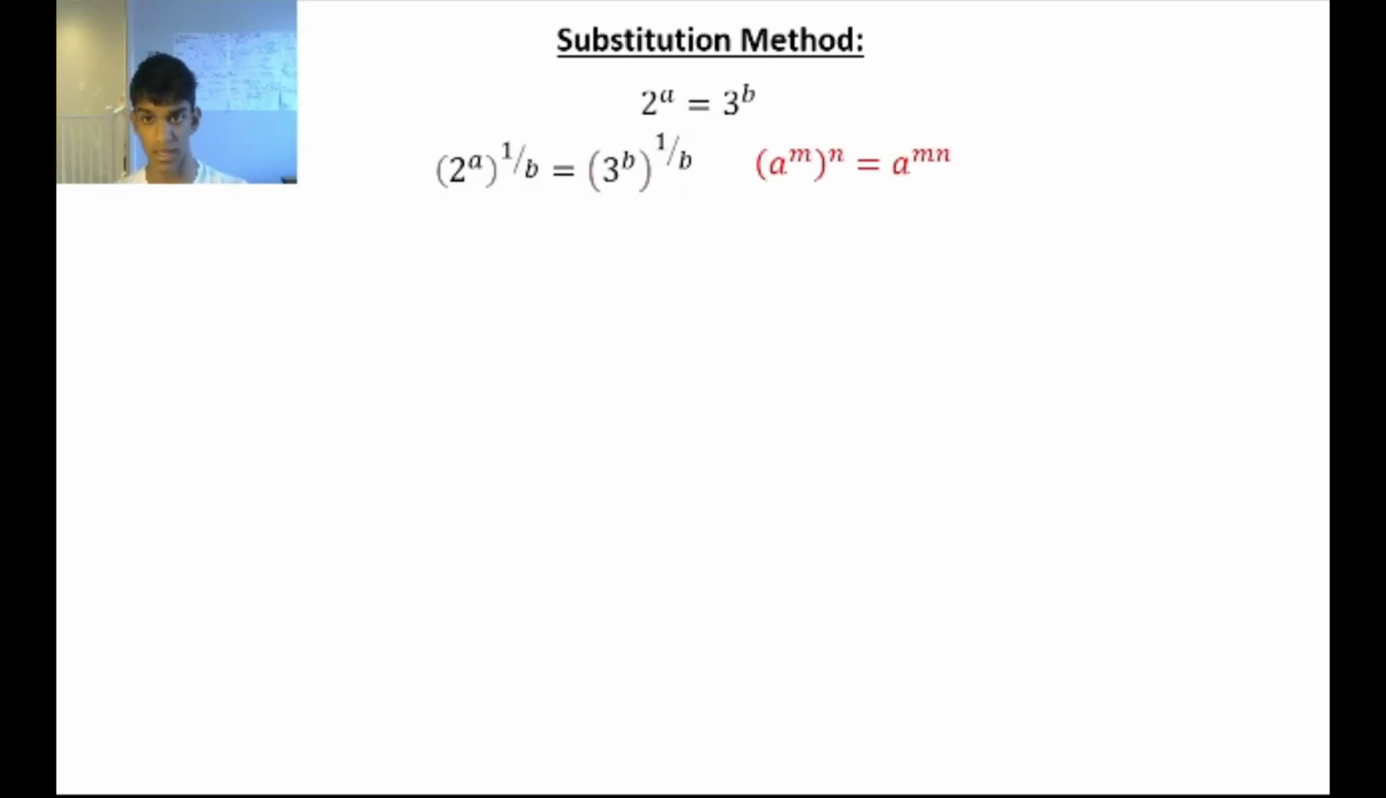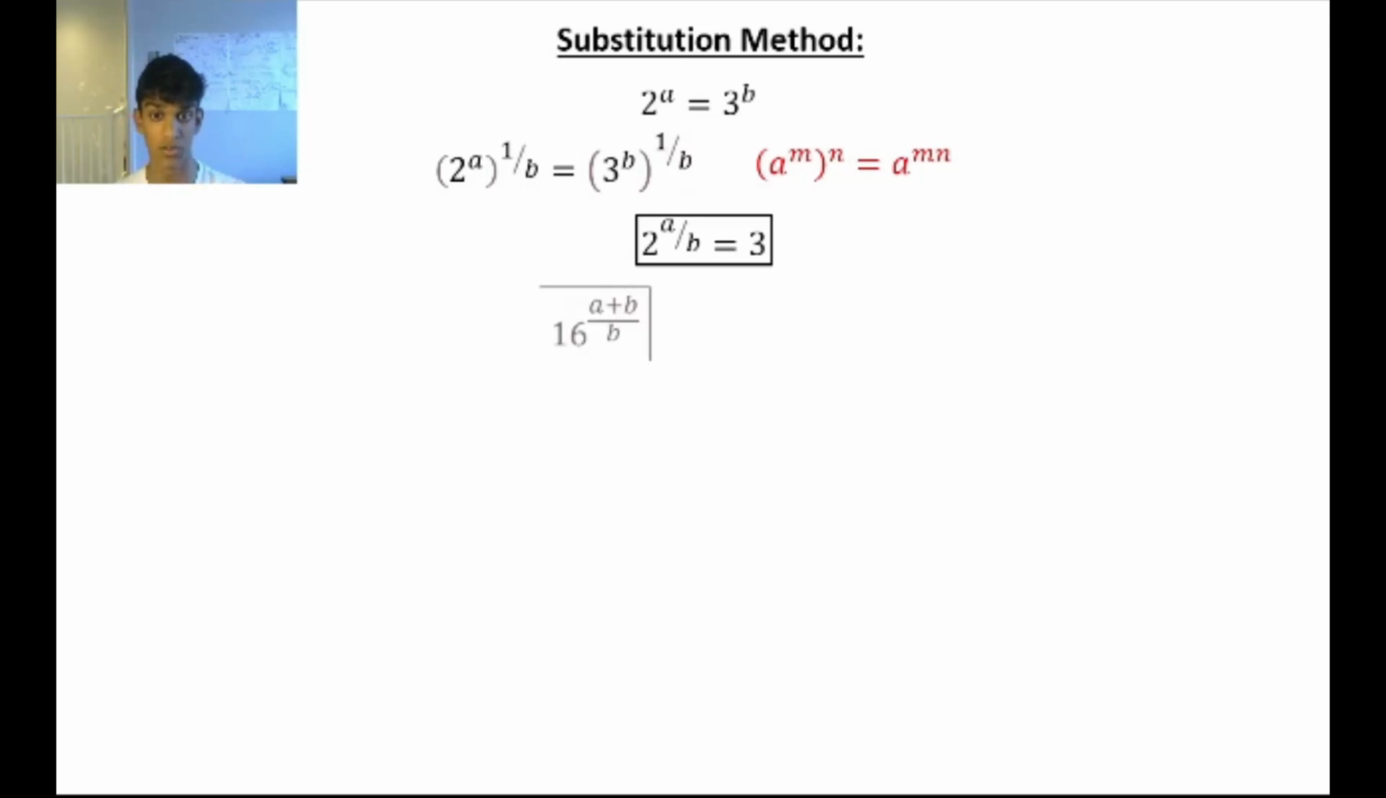And using this rule here, we can just multiply the indices together from inside and outside the brackets to get 2 to the power of a over b is equal to 3, because the b and its reciprocal cancel out. So we need to keep this in mind, hence why it's in a black box.